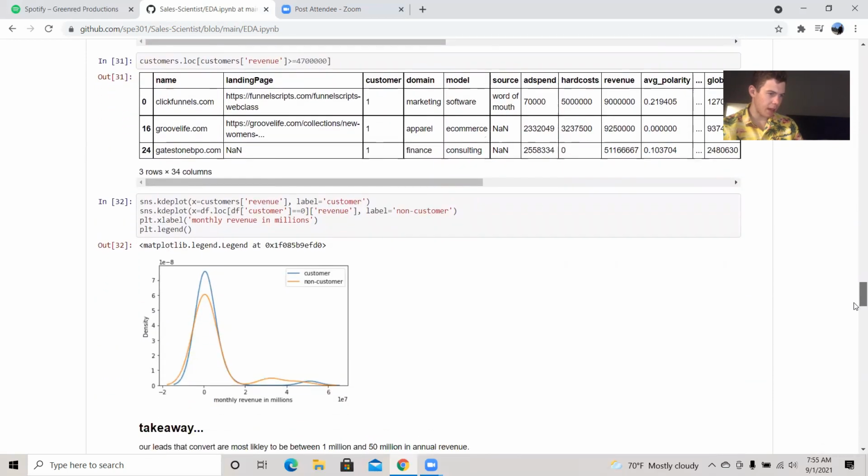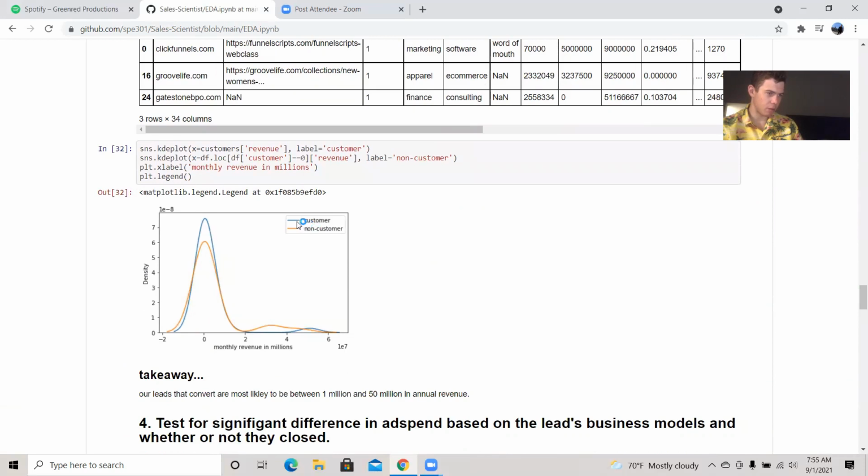And then here's an actual distribution of it. The blue is the customers, the orange is the non-customers. Don't be confused by the blue being higher, because it's the x-axis that tracks the amount of revenue. So it looks like there's a slight difference, but if I was to do a test to see if these were different, I'd probably have to accept the null hypothesis that they were not different.